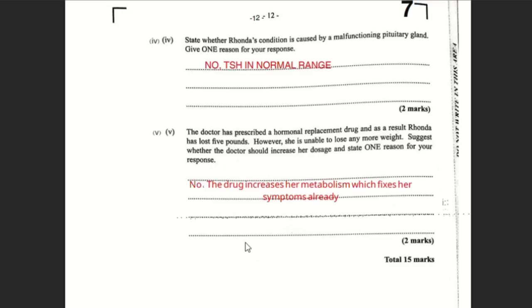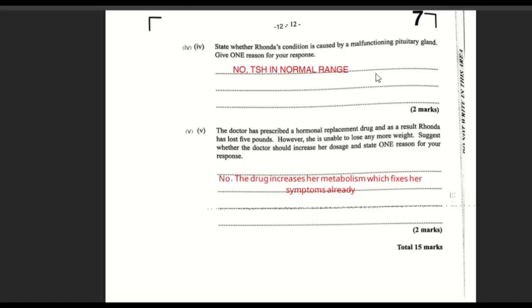When someone has hypothyroidism, it means that they are fatigued, tired, all that stuff comes with it, right? And that is because it affects the metabolism, right? So taking this replacement drug, the aim is really to fix the metabolism. So basically, that would be the answer.